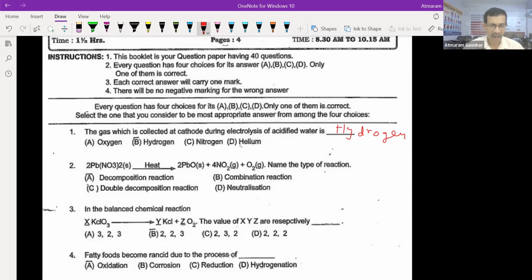which is collected. The second question is, this reaction is given, name the type of reaction. Now here on the left hand side, the reactant side, it is one compound, and on the right hand side the products are many. So from one to many it is decomposition reaction. From one to many it is decomposition.